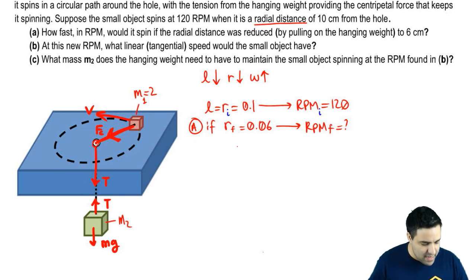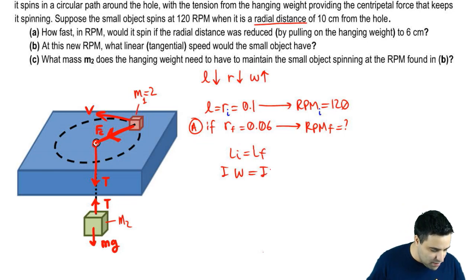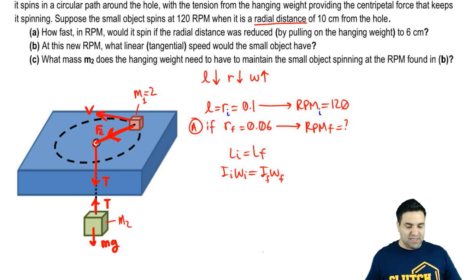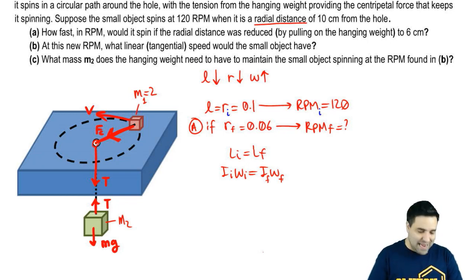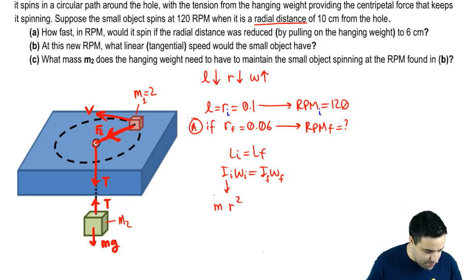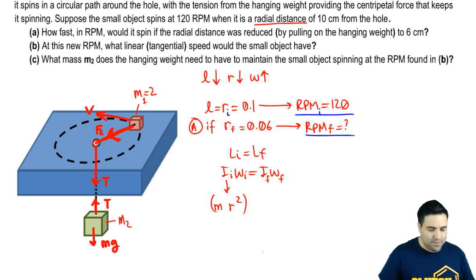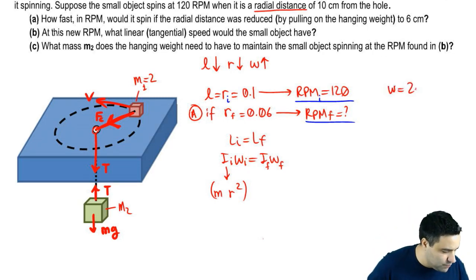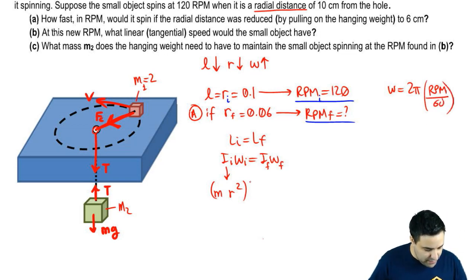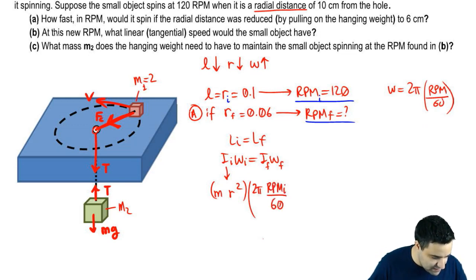Conservation of angular momentum. L initial equals L final. I'm going to expand this to be I omega equals I omega, initial, final. This object is a small object, which means we're going to treat it as a point mass. So instead of I, we're going to expand I into mr squared. And notice that I have RPMs, so I don't want omegas, I want RPMs. Remember that omega is 2 pi f, or 2 pi RPM over 60. So I'm going to expand omega as 2 pi RPM initial over 60.